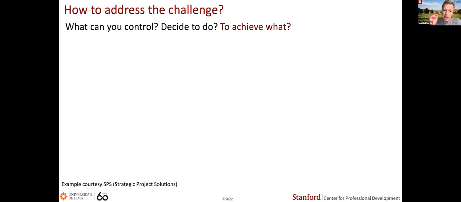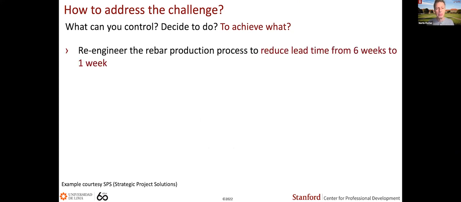You have to think about it really very hard. What can you control, decide to do to achieve what? So they said, okay, how far out can the site predict what rebar is needed? And they said 1 week. Okay, then that means we have to have a rebar production process that takes 1 week in terms of detailing and fabrication.